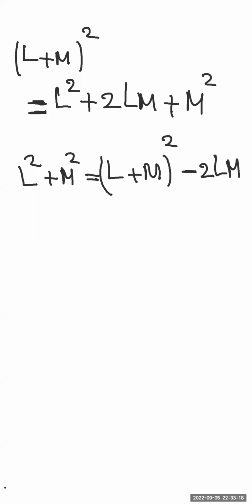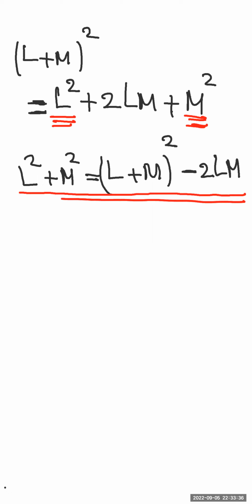I just solve it as an equation. Here, L plus M to the power 2 equals L squared plus 2LM plus M squared. Then L squared plus M squared, I need these two terms. I will shift 2LM to the other side, so it will become L squared plus M squared equals L plus M to the power 2 minus 2LM.